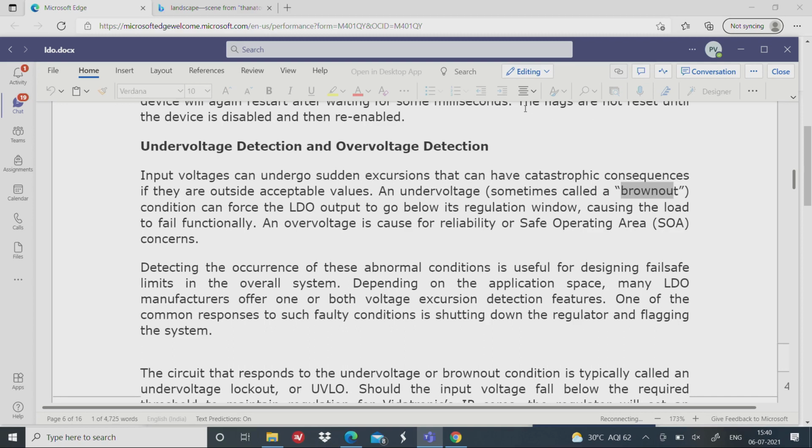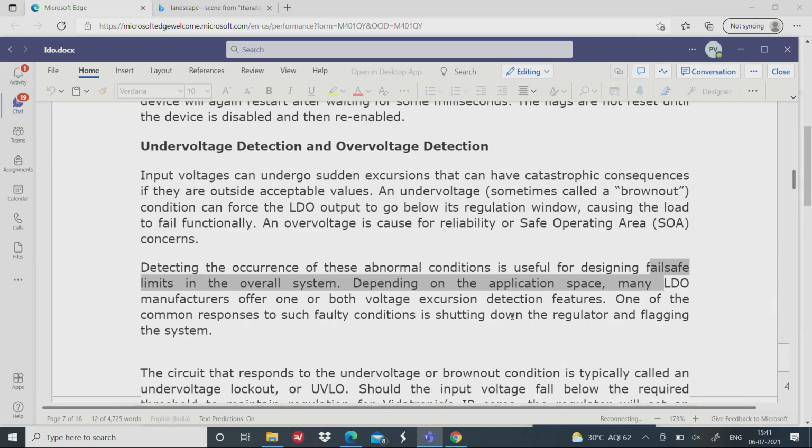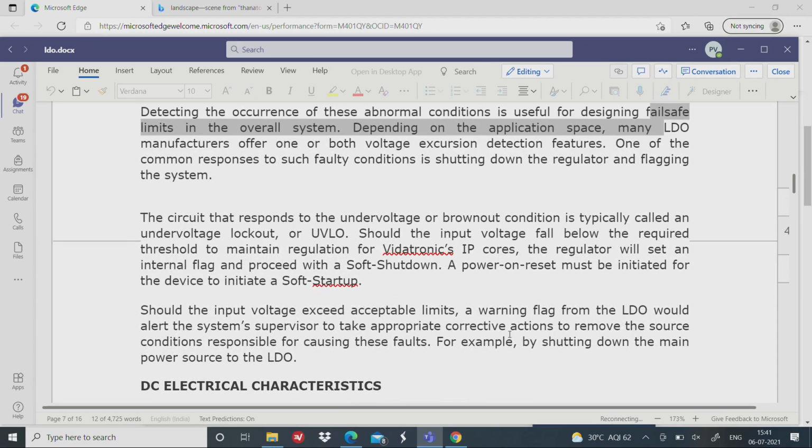Okay. Now detecting the occurrence of these abnormal conditions is useful because you have to design your embedded system IoT node for fail safe limits in the overall system. It is good to shut down rather than give away some wrong garbage value, right. So use this UVLO in that sense to design a very good fail safe embedded node for IoT applications. So this is one part.